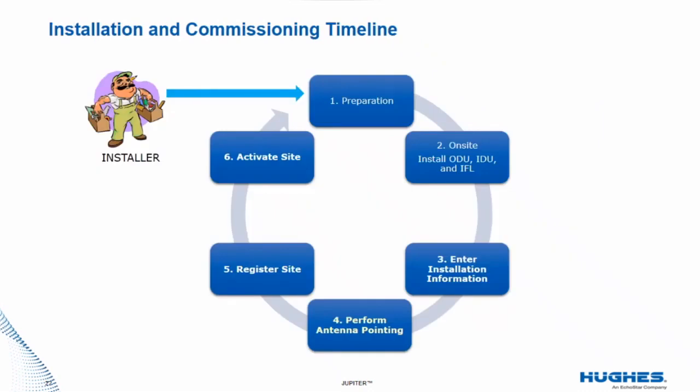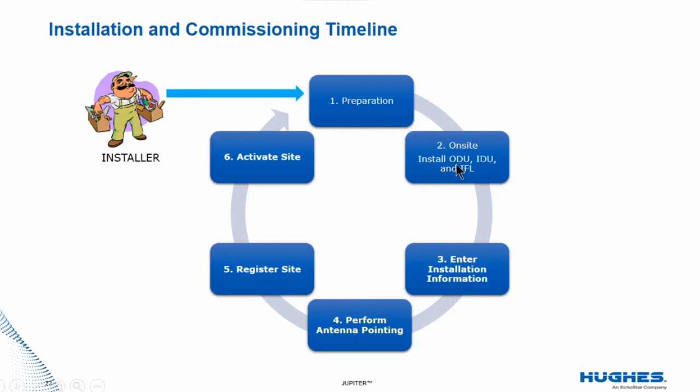In summary, there are 6 major steps for terminal installation and commissioning. Step 1, preparation. Perform site survey if needed. Prepare the terminal hardware. An installer may also need to have terminal site ID, SBC file, ODU file if required, and a laptop.